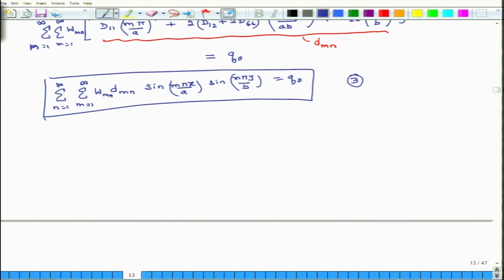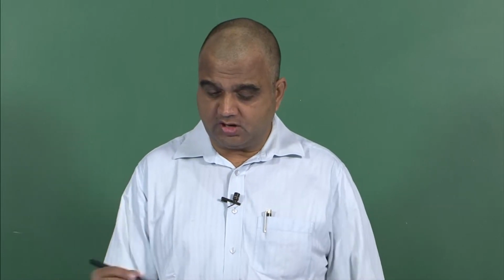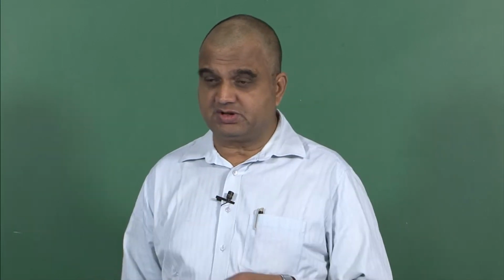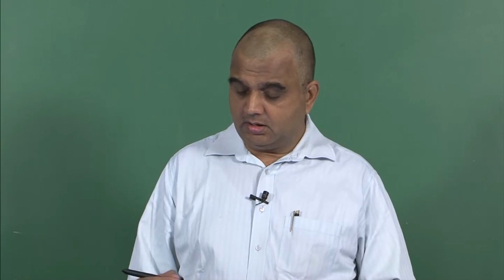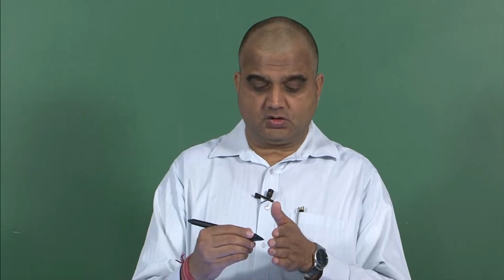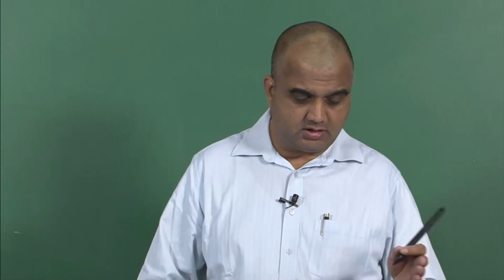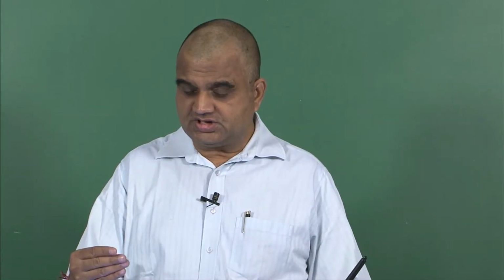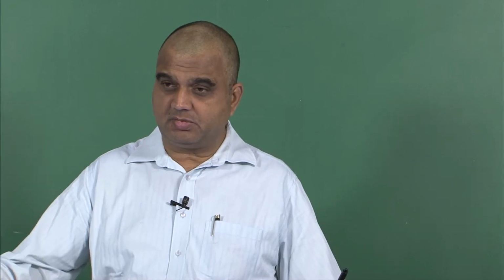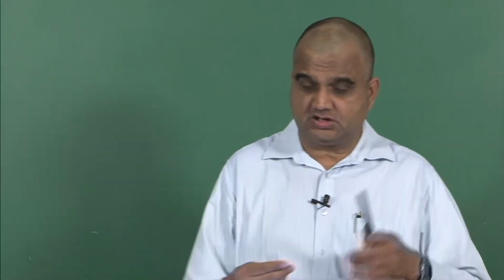Now, q naught is a constant, and we know that we can express constants as Fourier series expansions. So, what we will do is express this q naught in terms of a Fourier series expansion. Most of the times when we deal with Fourier series, we talk of only one dimension. So, we say that a constant is equal to sine of 2 pi x over a plus sine of 3 pi x over a, and so on, but here both dimensions are involved. So, this will be a 2-dimensional Fourier series.